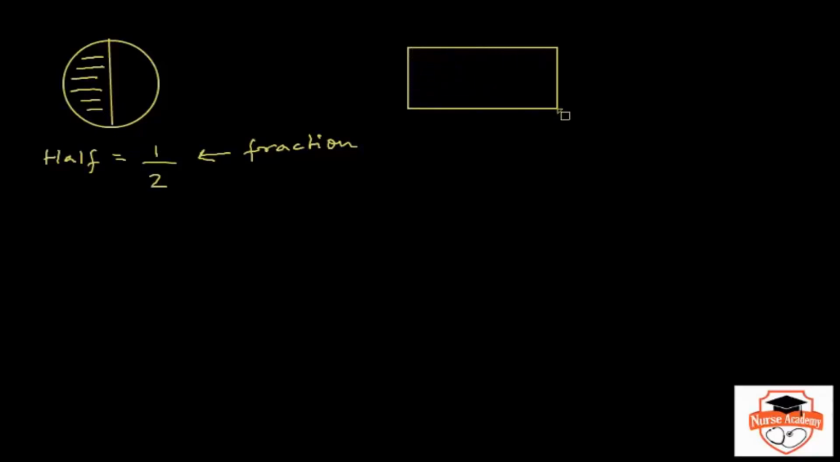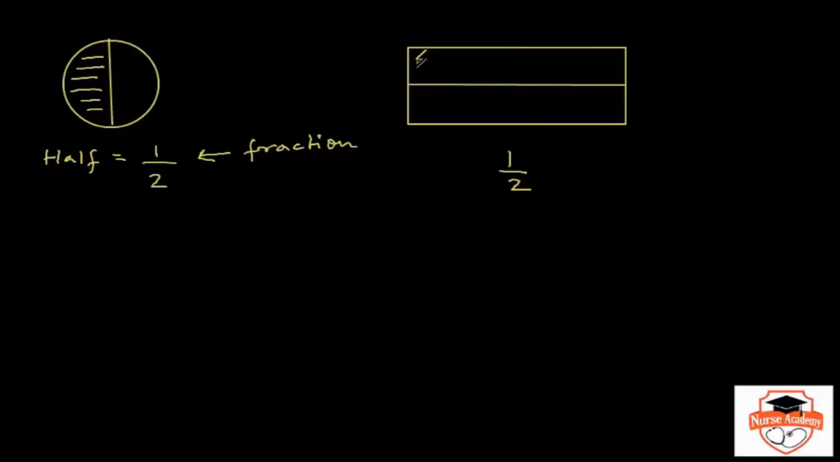Similarly, you have a rectangle. You want to have 1/2 of this rectangle. Either you could do this, or you could do this. And that portion, the shaded region, represents 1/2 of the rectangle because the whole has been cut into 2 equal parts. Remember, equal is important. And then we have shaded 1 out of those 2 parts. So this portion is 1/2 of the whole.